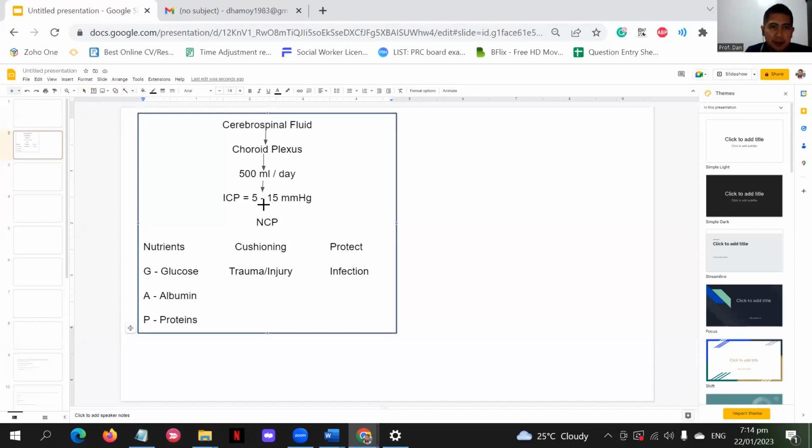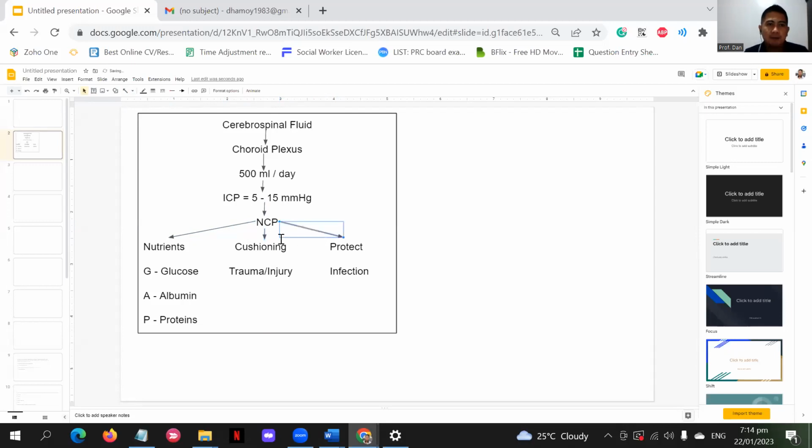Let me start it again. CSF, or the cerebrospinal fluid, is produced in the choroid plexus at a rate of 500 ml per day. So for the 500 ml per day, the normal ICP is equivalent to 5 to 15 mmHg, or that is 80 to 180 mmHg. So what's the purpose of your CSF? Number one, nutrients. Number two, cushioning. Number three, to protect our CNS from any infection or pathogens.